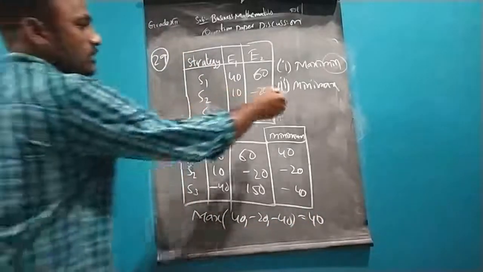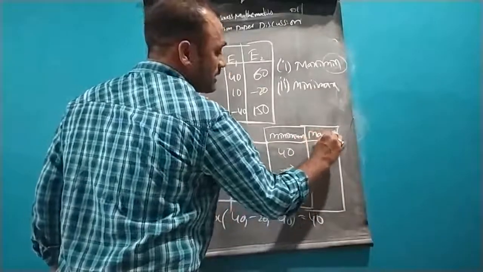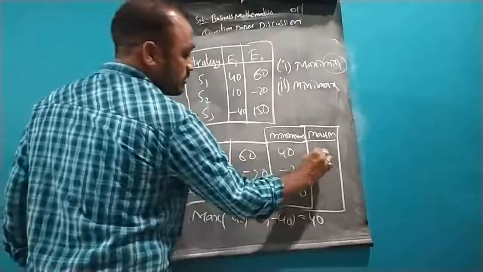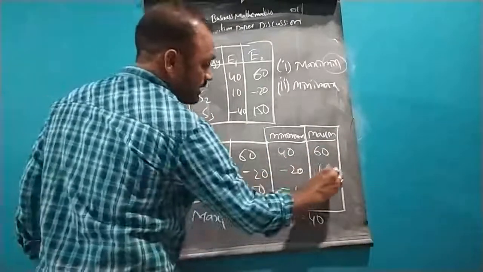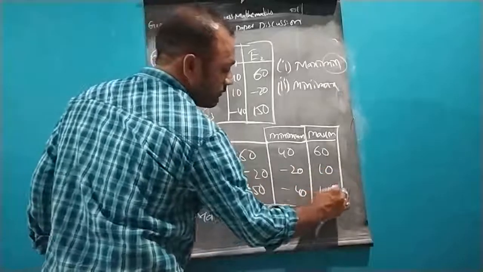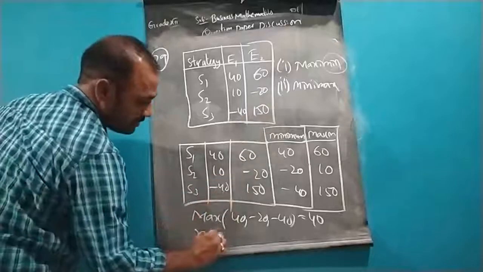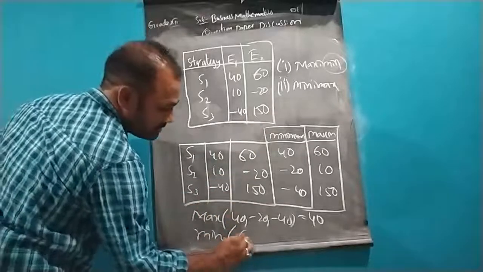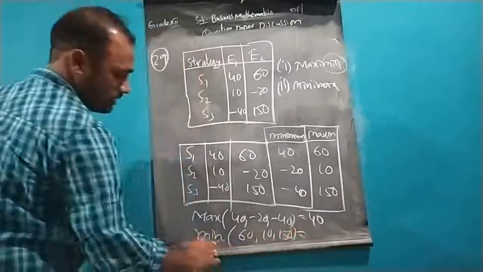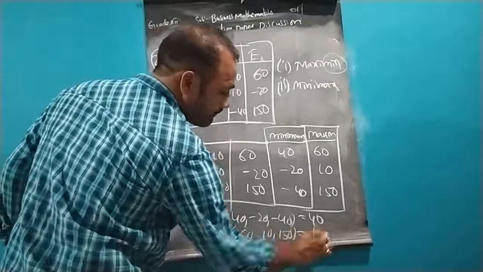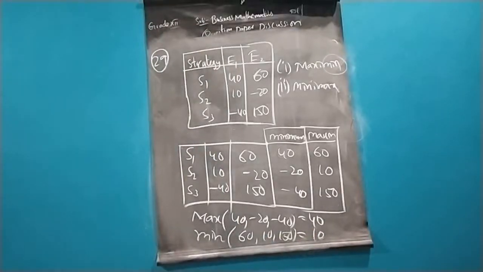Next, the second question is minimax. We have to read the same table for maximum. So what is the maximum here? 60. Here the maximum is 10. Here the maximum is 150. So since it is minimax, we have to find the minimum of the maxima, that is 60, 10, 150. So in this the minimum value is 10. So we have found the minimax value and the maximin value.